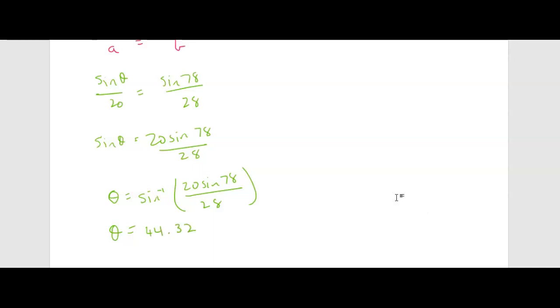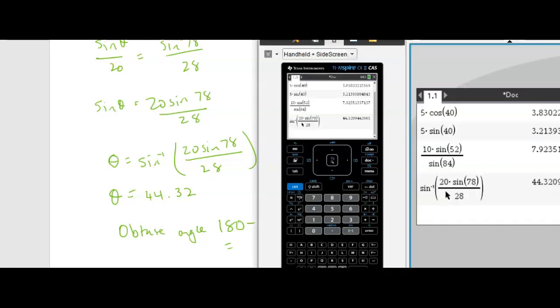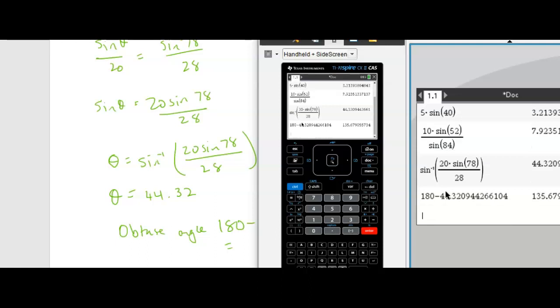Now, if you wanted to get the obtuse angle, it's 180 minus 44.32. So 180 minus, just scroll up, get that, and then we go 135.68.